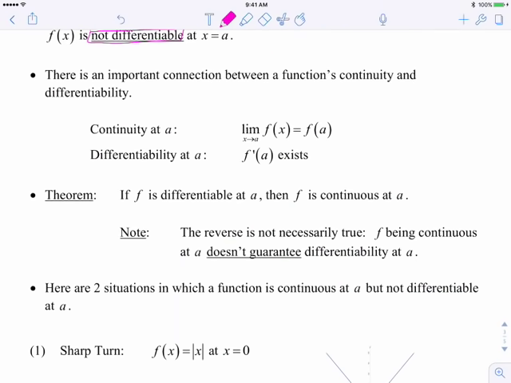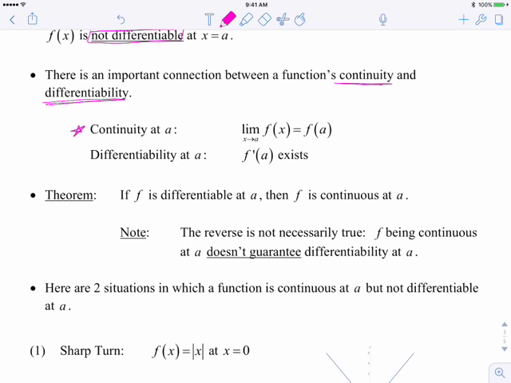Now, we've now seen two different characteristics of a function: a function's continuity and a function's differentiability. They mean two completely different things. All right, we saw in section 2.5 about the continuity of a function when x is equal to a.